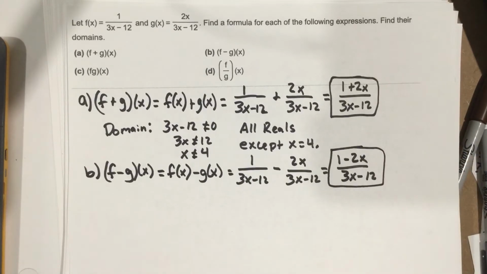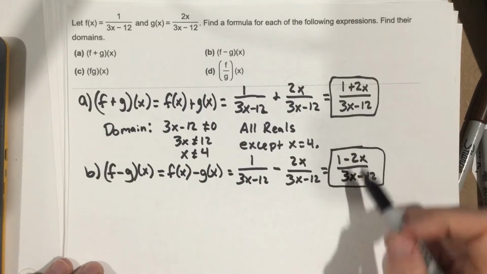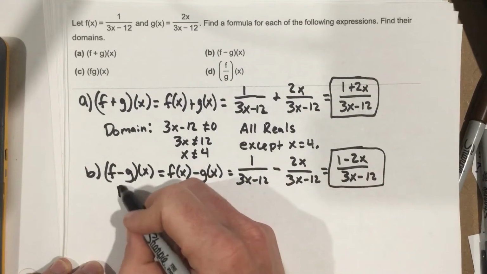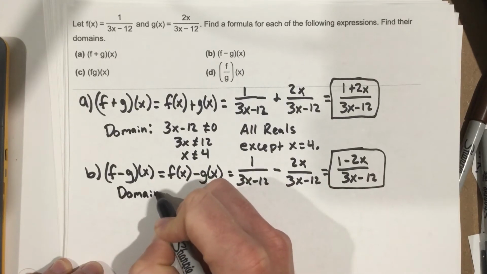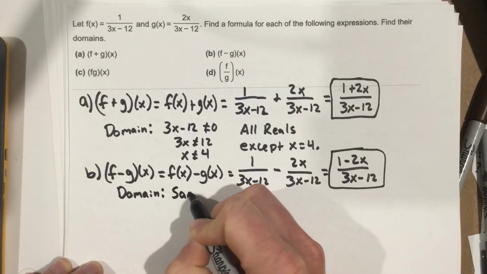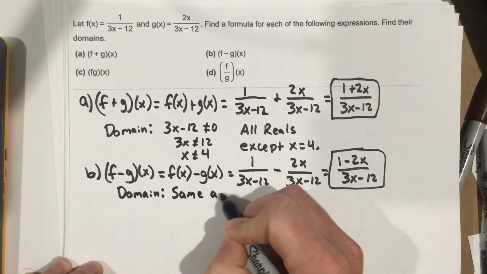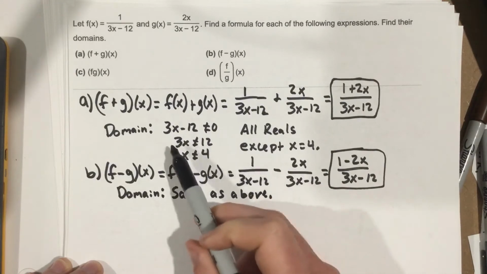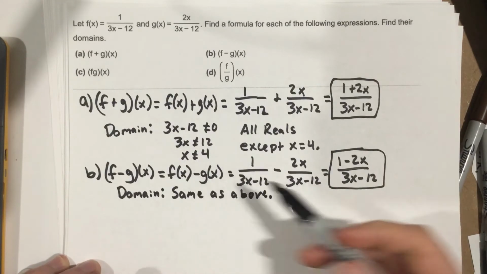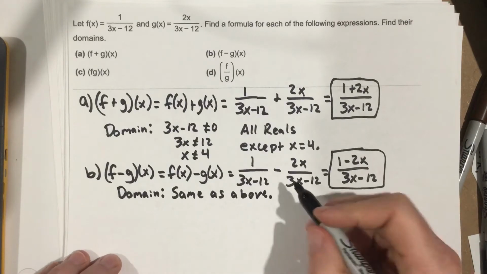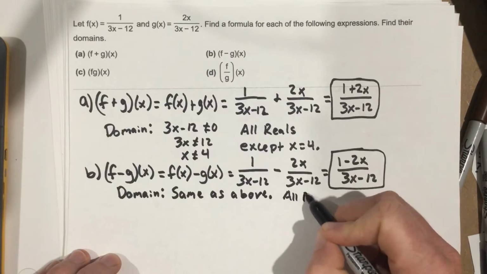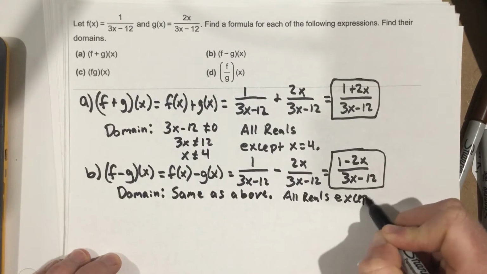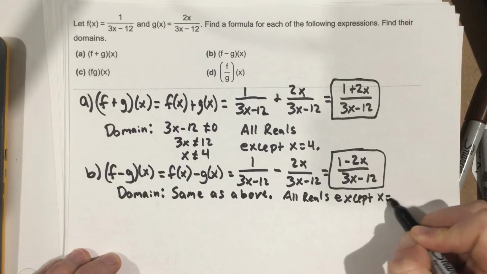Now the domain. Again, my denominator is still 3x minus 12. So my domain is going to be the exact same as the one above. So I'm just going to say domain same as above because we use the same method, right? We would go through and set the denominator equal to 0 and not equal to 0 and solve, and we end up with 4. So same as above, all reals except x equal 4.